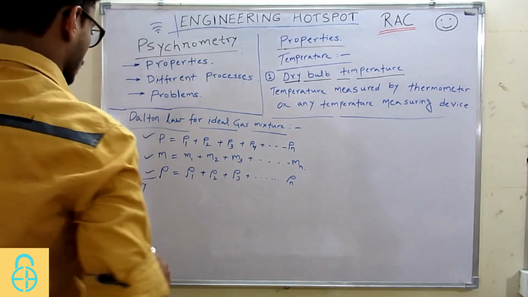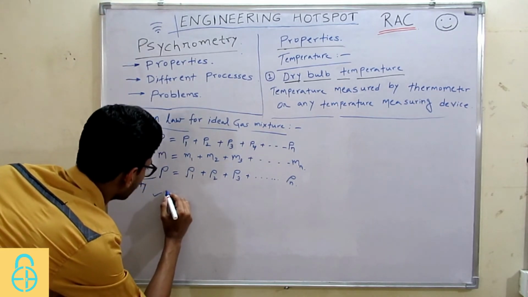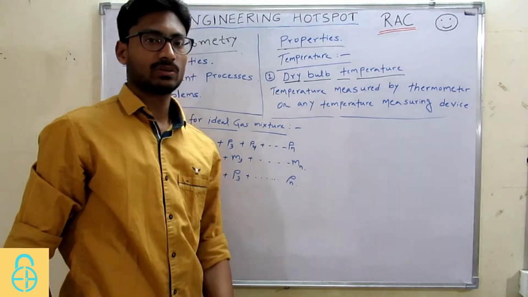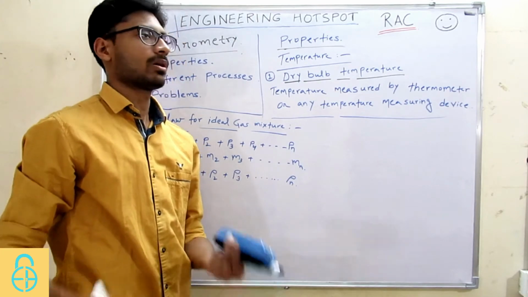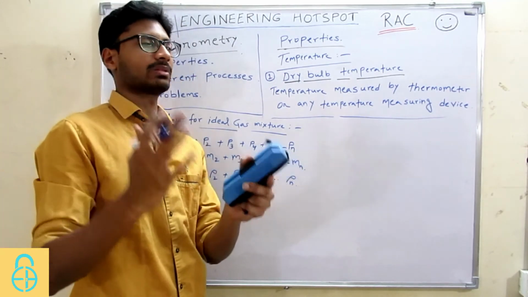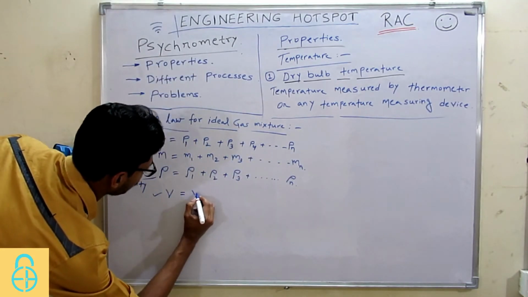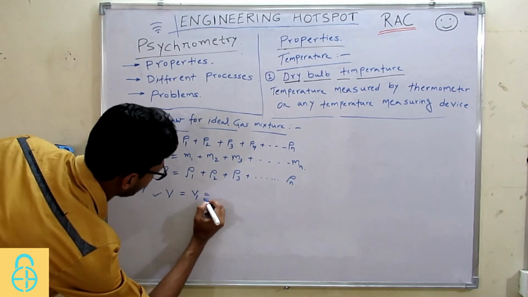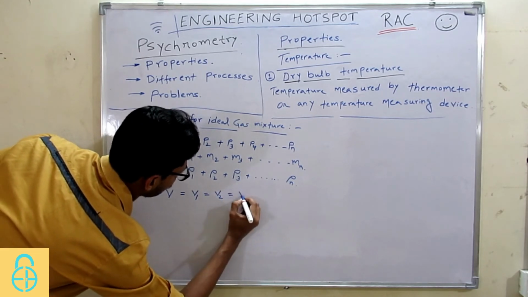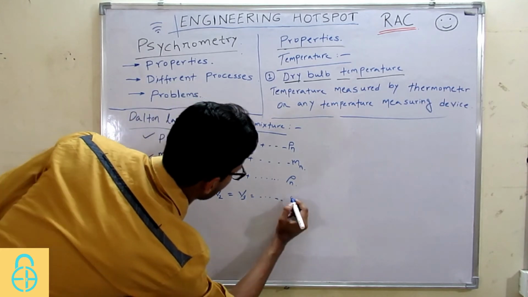Then we have volume. But remember, the volume of the mixture will be the same: the volume occupied by each gas is the same as the volume of the container. So V1, the first gas volume, is equal to the second gas volume, equal to the third gas volume, and this goes on.